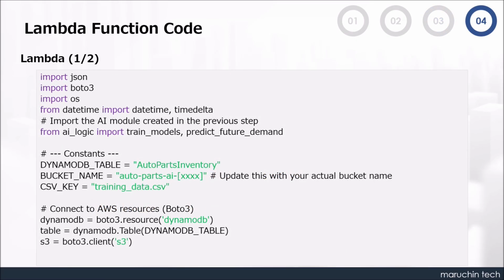Next, let's look at the Lambda function code. I will skip the explanation of the AI and the business logics that we covered in the previous sessions. First, we import the necessary libraries and set up constants. We also load the AI module we created previously. Additionally, we configure DynamoDB to retrieve the current inventory and set the S3 path to retrieve historical sales data.